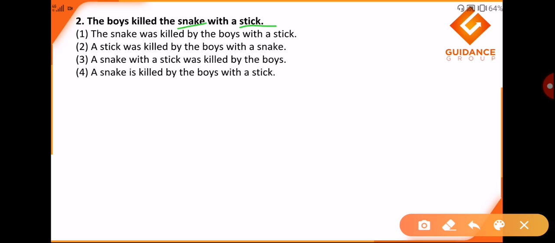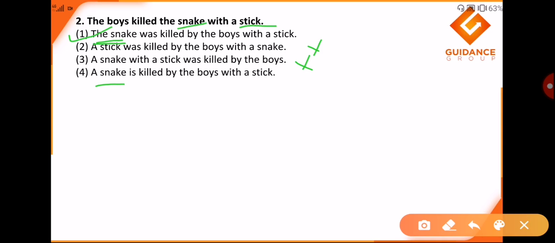So 2 and 3 are out of context. Option 4, a snake is killed by the boys with a stick. The first option starts with the snake, the fourth option starts with a snake. In this case, we can see the boys killed the snake, hence the snake becomes the object. There are two objects, a stick and the snake, but in this case the snake will come, because 2 and 3 are out of context with respect to the meaning of the sentence. Hence, I would say it is answer 1. I would again urge those students to watch part 1 and part 2 of active voice and passive voice so that they can get a brief idea.